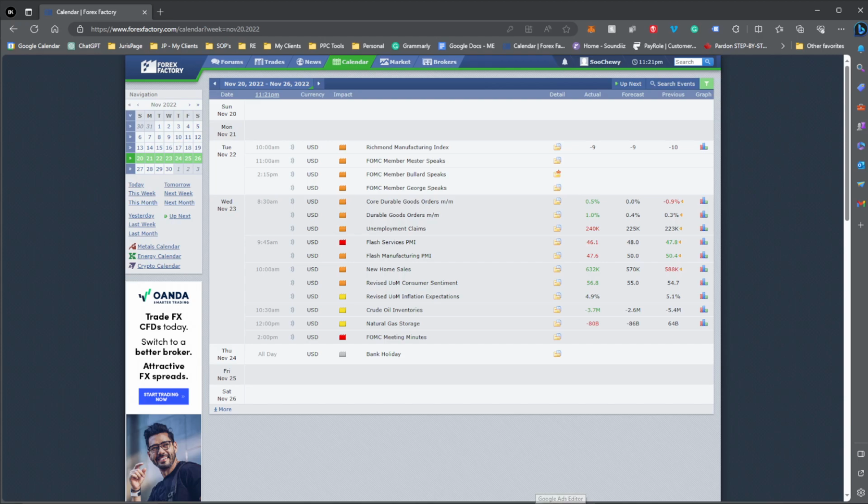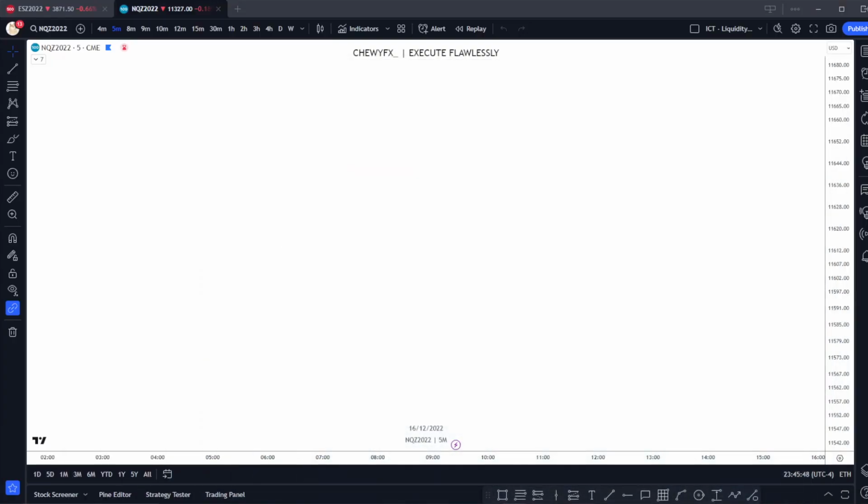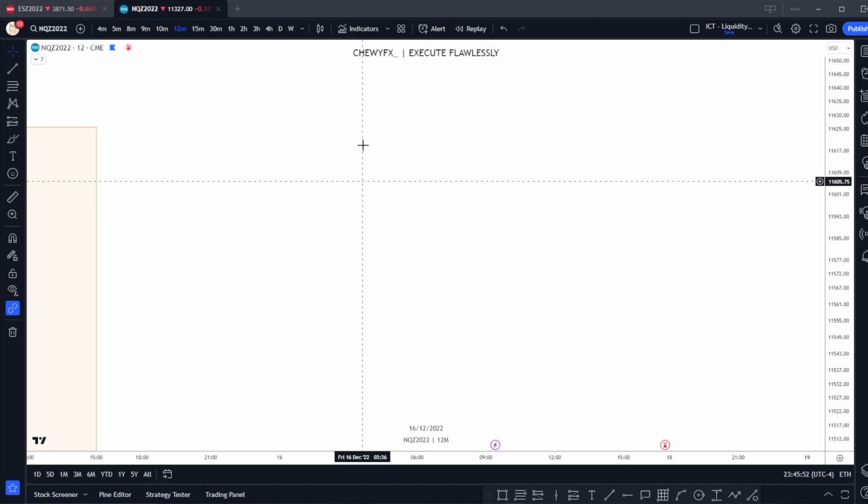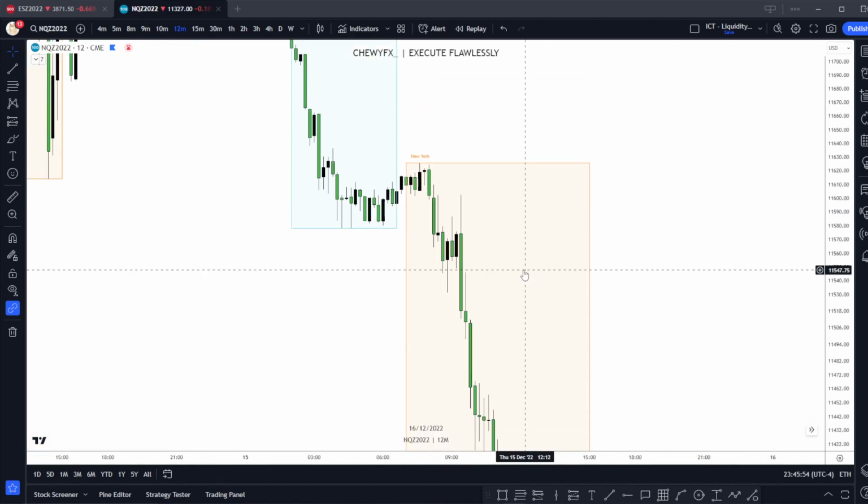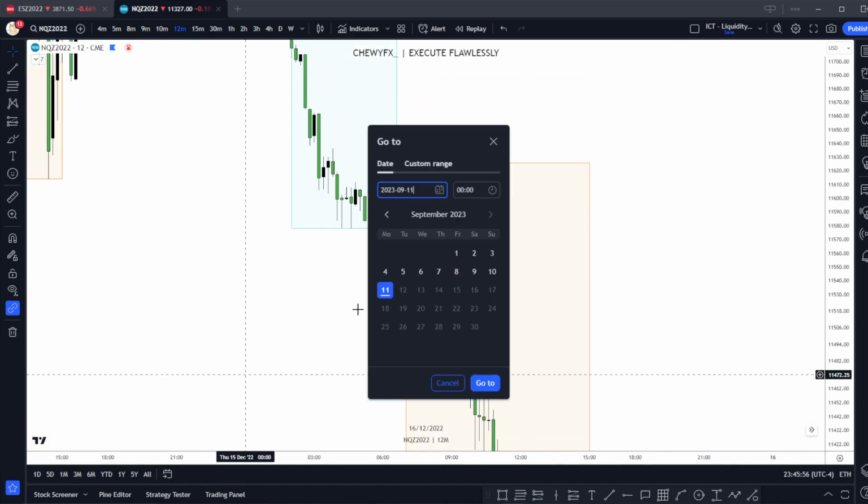So 8:30, we're not going to be trading. Well, actually, I think there's more news. So yeah, 8:30. So 12-minute time frame. What happened to my chart? This is so stupid.